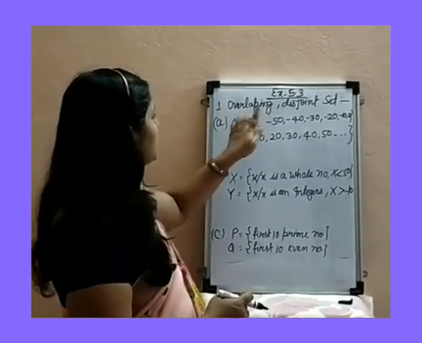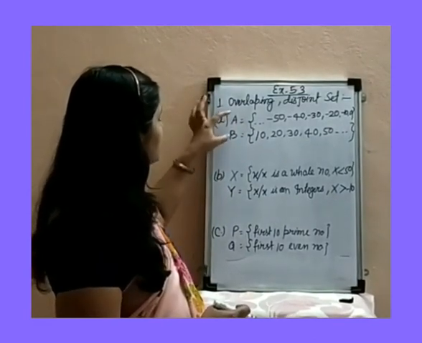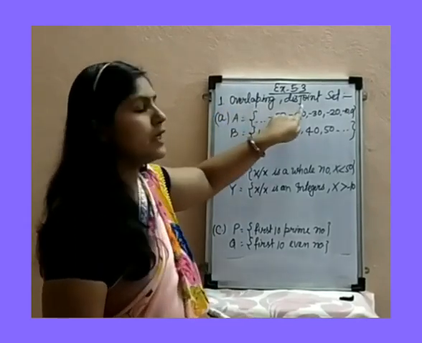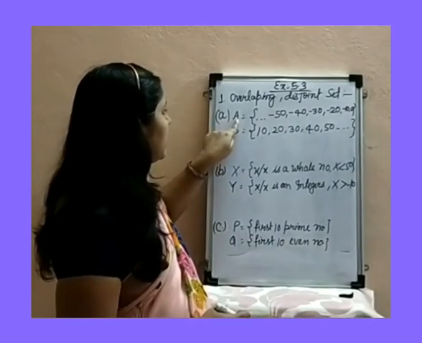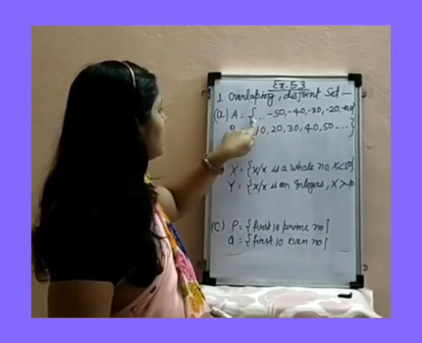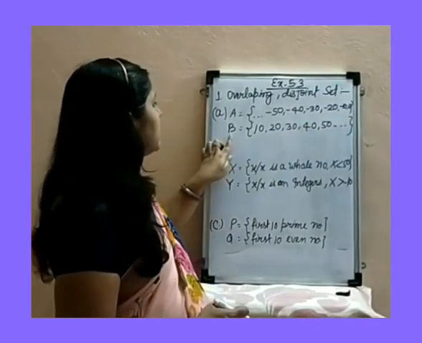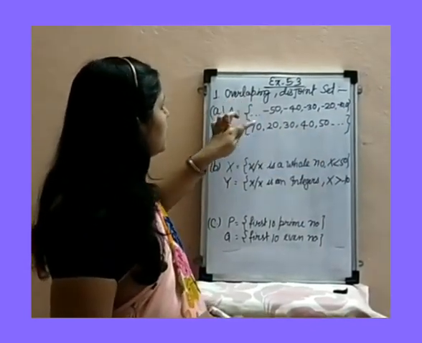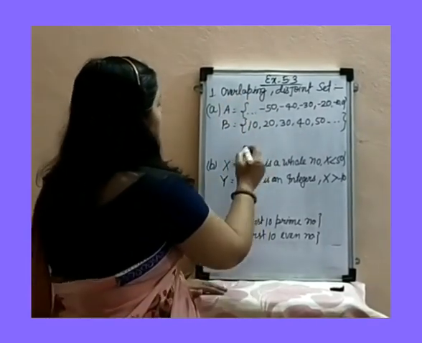Here is 5.3, question number 1. We need to identify which pairs of sets are overlapping and disjoint sets. So question A. Set A is given all the negative numbers minus 50, minus 40 up to 0. And set B is given 10, all the positive numbers. Here not any element is common. So this will be a disjoint set.